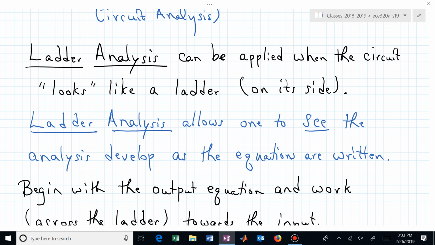As I said earlier when I was discussing the goals for today, ladder analysis allows you to feel or see the solution develop in front of you without having to just say, oh, I hope I did the math correctly. Here's the current in this particular mesh, or here's the voltage at this particular location. Here, we're going to derive the governing differential equation relating an output voltage to the input voltage source in a progressive way. We'll evolve from beginning to end.